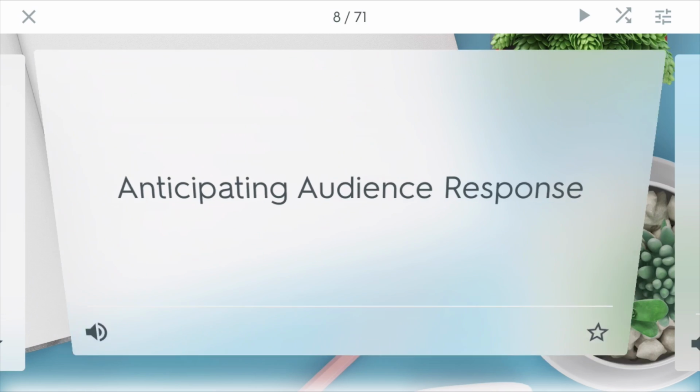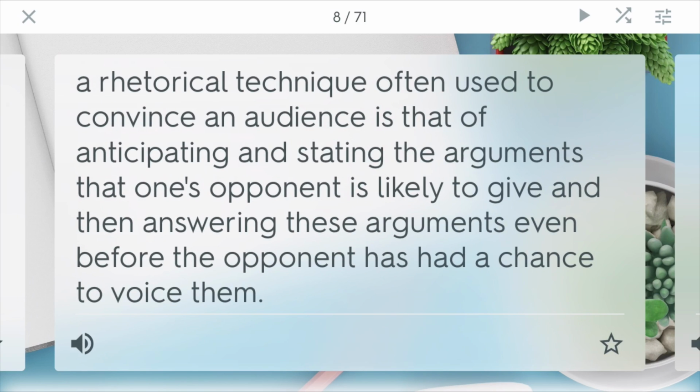Anticipating audience response. This is a rhetorical technique often used to convince an audience by anticipating and stating the arguments that one's opponent is likely to give, and then answering these arguments before the opponent has a chance to voice them. In this way, you're figuring out the counterstatement and attacking it so your opponent doesn't have a chance to do so.